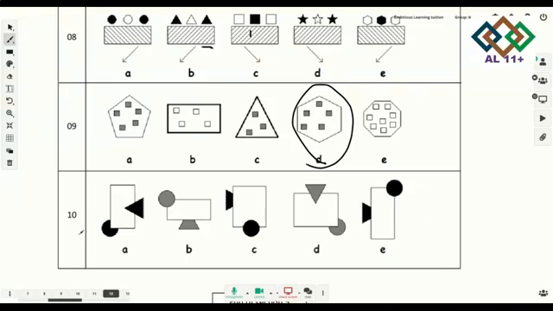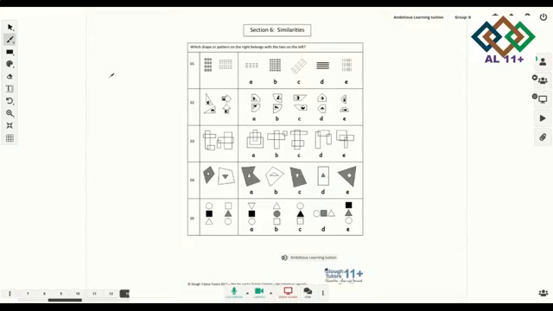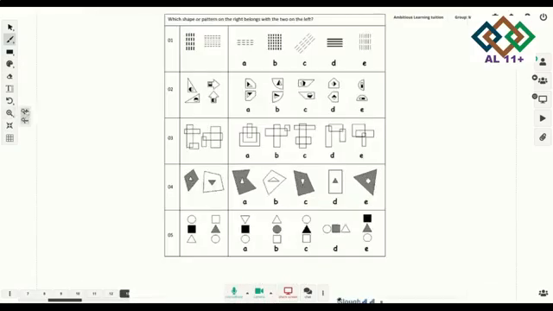What are we looking for in this one? Overlapping shapes in this one. There's only one where the circle is overlapping on an edge and not on the corner. So all of them are overlapping on the corner, not on the edge. It's only C. Let's move on to the last section now.